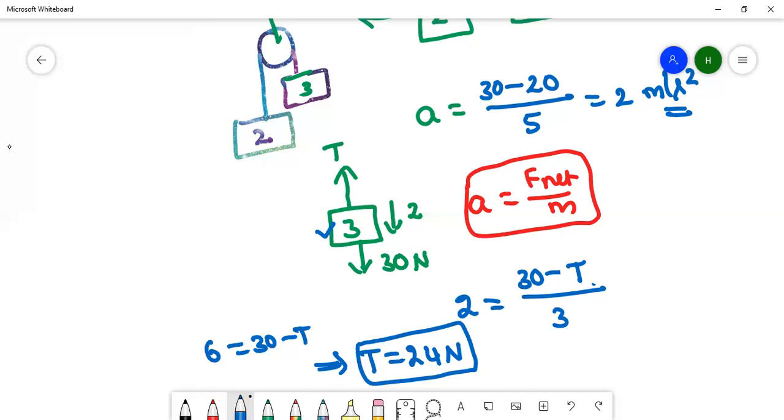Even you can find it for the 2 kg block also, you are going to get the same tension. I hope everyone understands this concept.